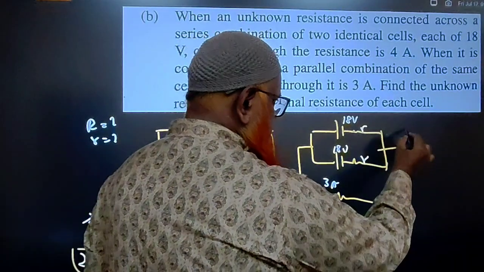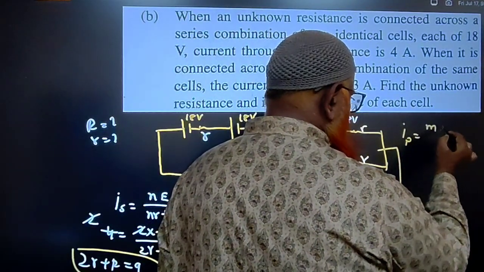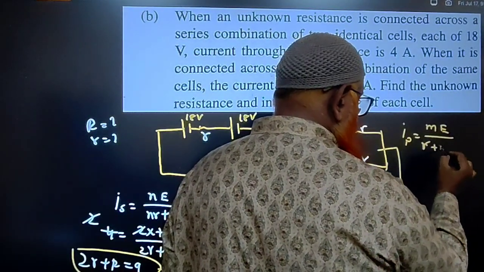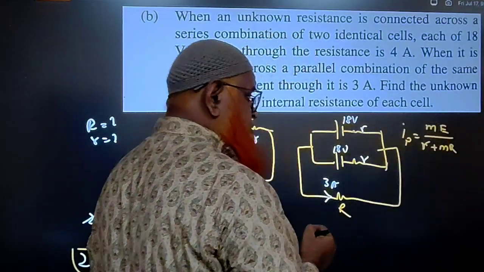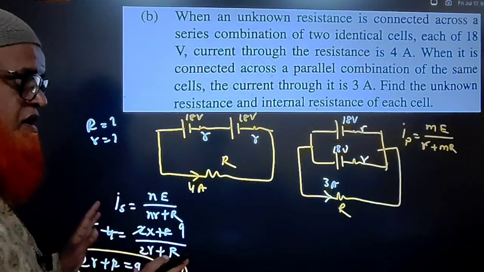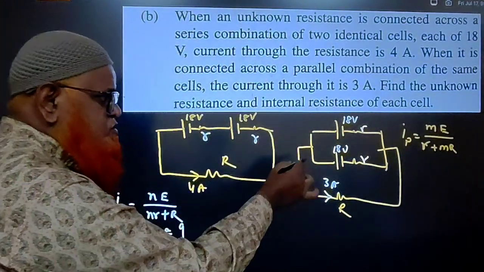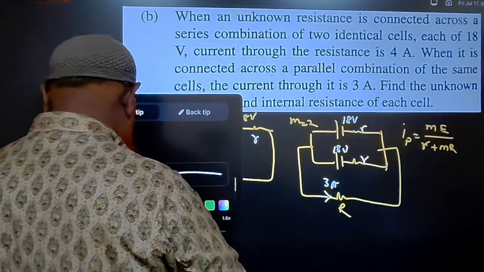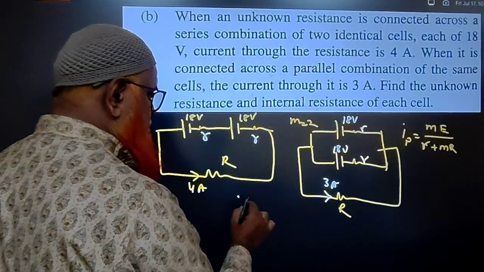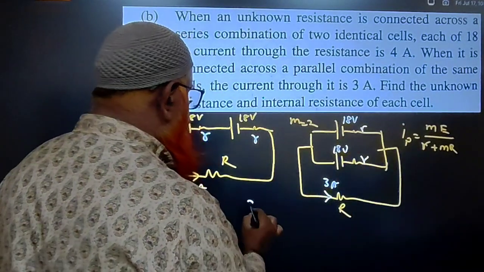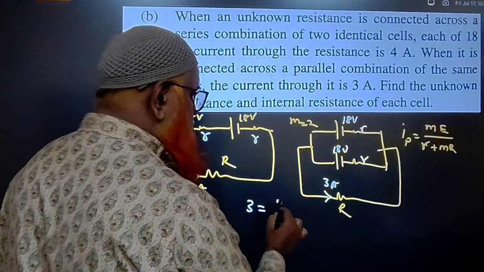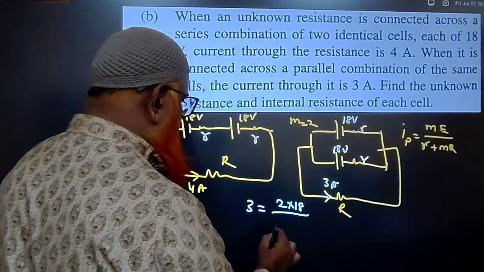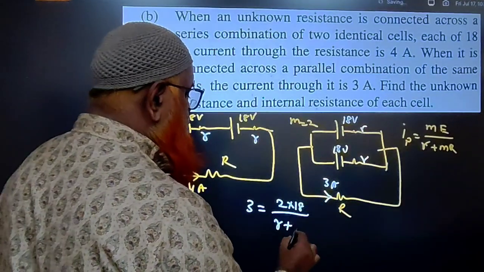So what is the second case? It's a parallel combination, where in the parallel combination we write m into E by small r plus m into capital R. See, m is multiplied to capital R here, whereas n is multiplied to small r here. That's the basic thing you have to understand. As two are in parallel, you have to consider m equal to 2 in this case. So what is the formula for parallel combination? I parallel is 3 amperes, it is given, and m is also 2 here, so 2 into 18 divided by small r. We don't know what is small r, but we know m is 2 into capital R.